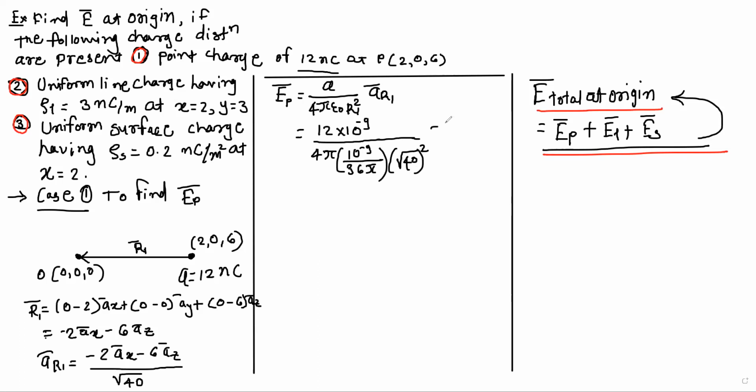So this is minus 2 a bar x minus 6 a bar z divided by under root 40. Please calculate this thing and tell me the answer for this part. I want the answer for this part.